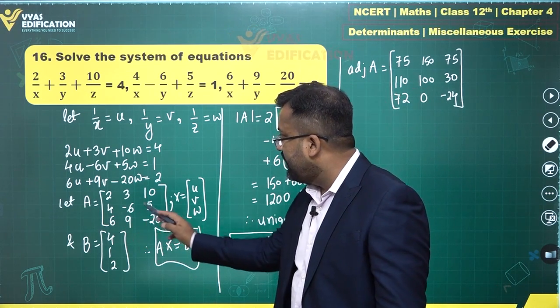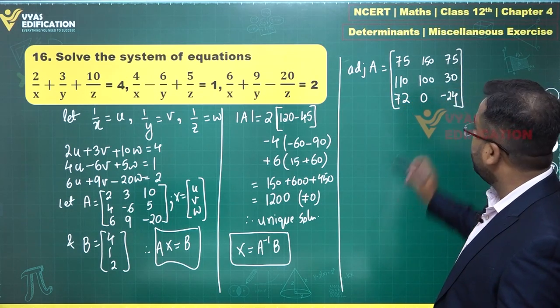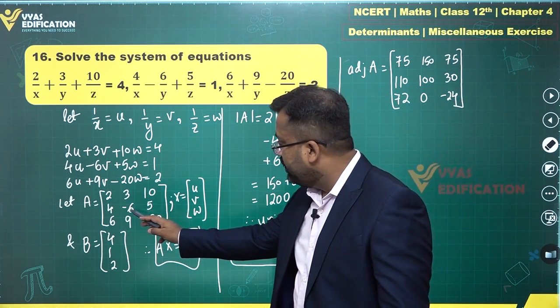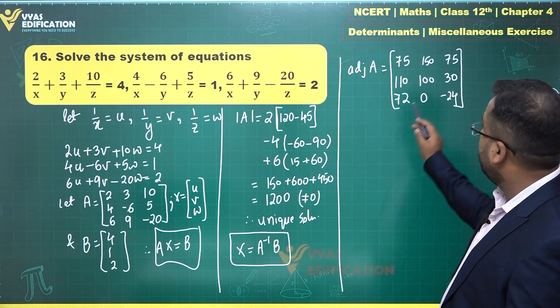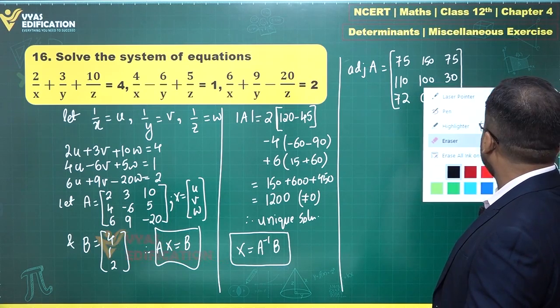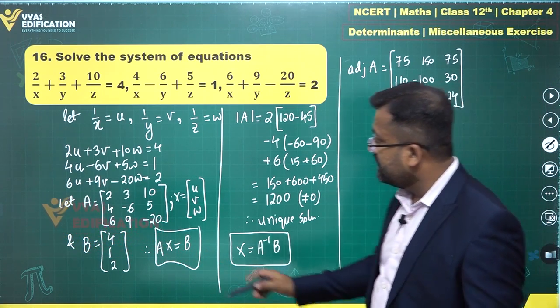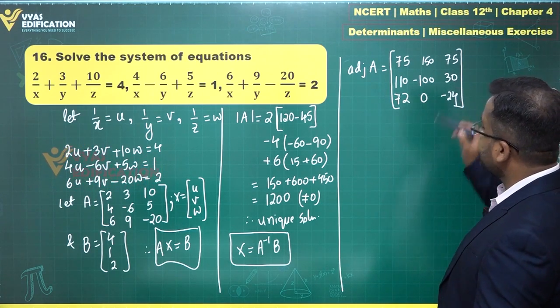For this, you'll have 15 plus 60, which is 75, that will go over there. What about this element? This is minus 40 minus 60, which will be minus 100. This is not 100, this is minus 100. Let's check that. This is minus 40 minus 60, which is minus 100. What else? This one.